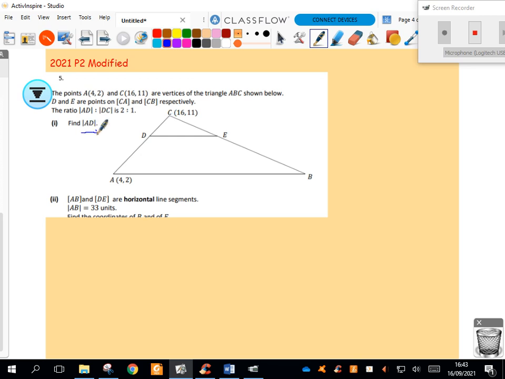Okay. Well, my approach here, we know that ratio is 2:1. So what I'm going to do is find the distance from A to C and then divide it in that ratio. It says find the distance from A to D. To find the distance from A to C, I'm going to use the theorem of Pythagoras. If I think about that being a little right triangle, I've got a horizontal change here and a vertical change. The horizontal change from 4 to 16, that's 12. The vertical change from 2 to 11, that's 9.